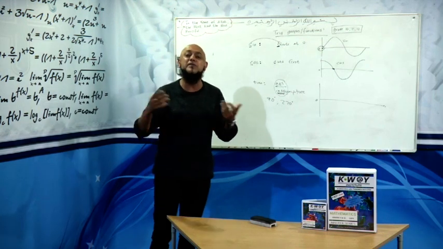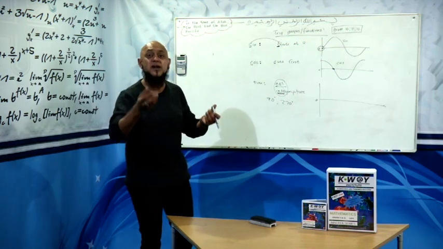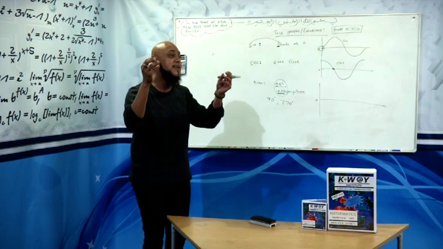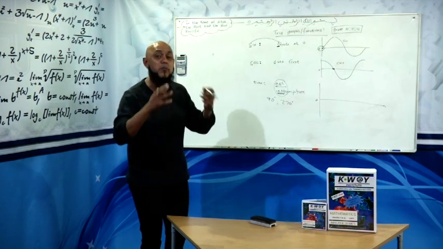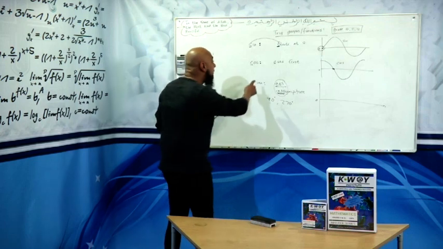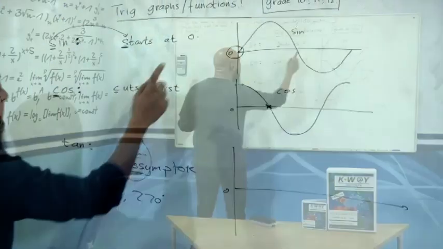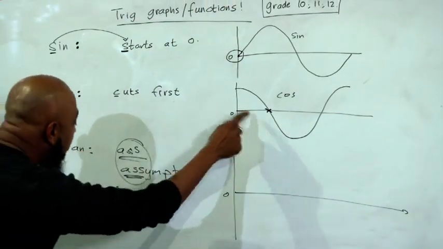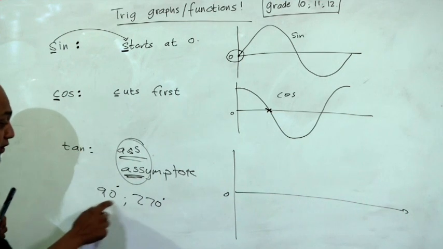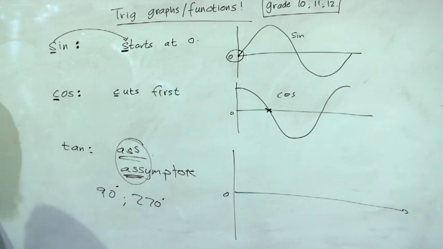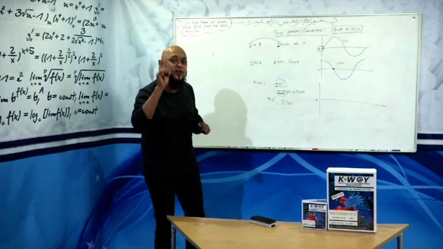That will help you to remember the meaning of the word asymptote. Usually we remember concepts by the funniest links that we can make or pictures that we can put in our mind. So S, sine, starts at 0, C, cos, cuts first, and tan is S. The asymptotes are at 90 and 270. And what did I say the meaning of the word asymptote is? Yes, a line which your graph never touches.